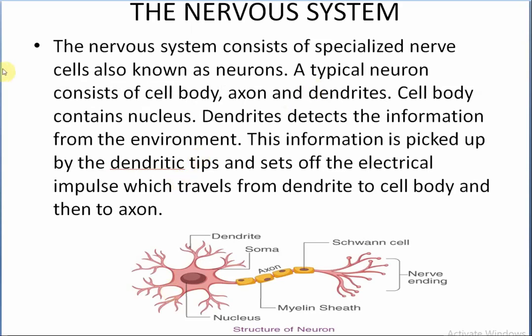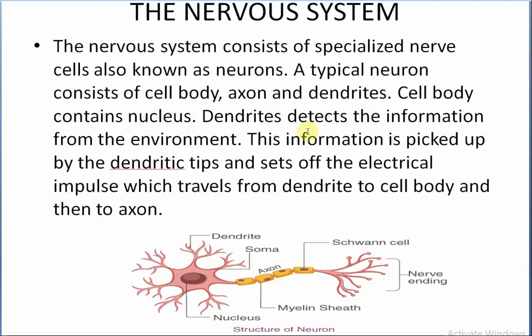The nervous system consists of specialized nerve cells called neurons. A neuron is the unit of the nervous system. A typical neuron consists of a cell body, axon, and dendrites. You can see it in the figure. This is the cell body, this is the axon, and this is the dendrite. The cell body contains the nucleus.